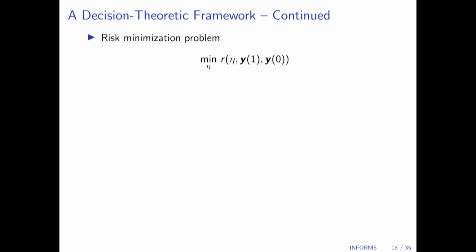And this risk minimization problem, it depends on several things. It depends on the eta, which is our design of experiment, our decision. It also depends on y1 and y0, which are the unknown environments, because we do not know the potential outcomes. So we are essentially solving a decision-making problem under uncertainty. We're choosing the eta when the potential outcomes are unknown to us.